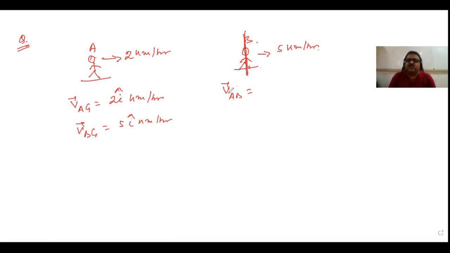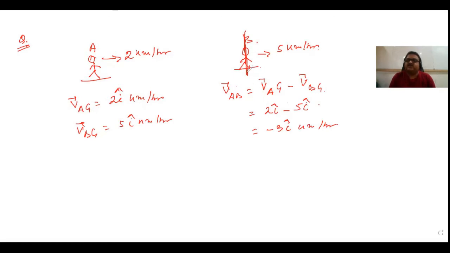Velocity of A with respect to B is velocity of A with respect to ground minus velocity of B with respect to ground. Now, what is the velocity of A with respect to ground? Look, it is 2i cap. And what is the velocity of B with respect to ground? It is 5i cap. So, what will happen? It is minus 3i cap km/h.